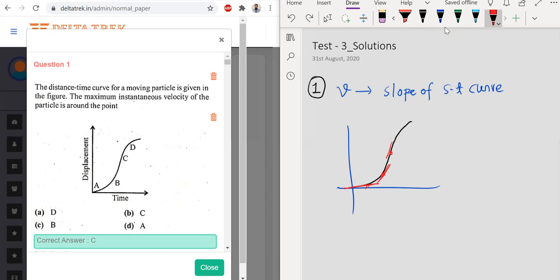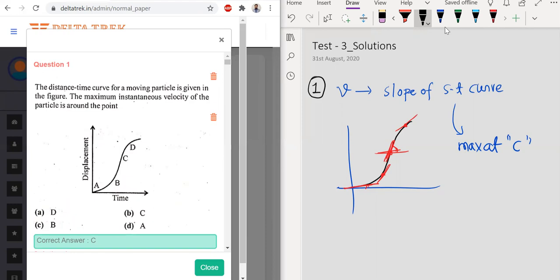So at C this is the highest angle, and then again it will start decreasing. Till point C it increases and then it starts decreasing. So it is max at C, which means velocity will be maximum at C.